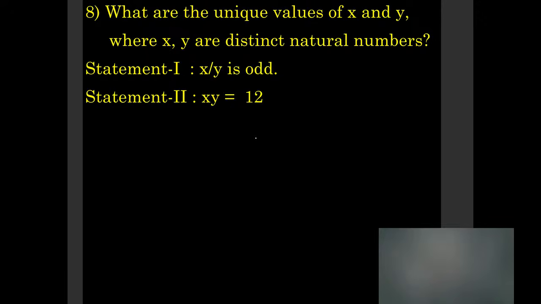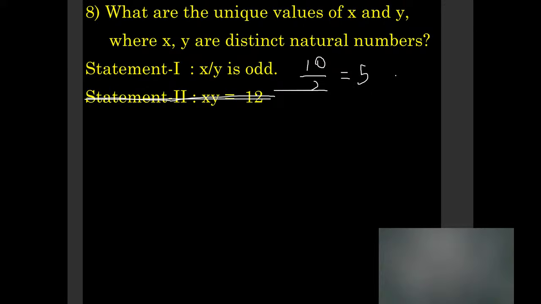Okay, let us check for this one. First we should check whether statement 1 alone is sufficient or not. I'm eliminating the second statement. So let us check the first one. x by y is odd. So x by y is odd means we can take different numbers. For example, you can take 10 by 2. 10 by 2 is equal to 5, which is odd.